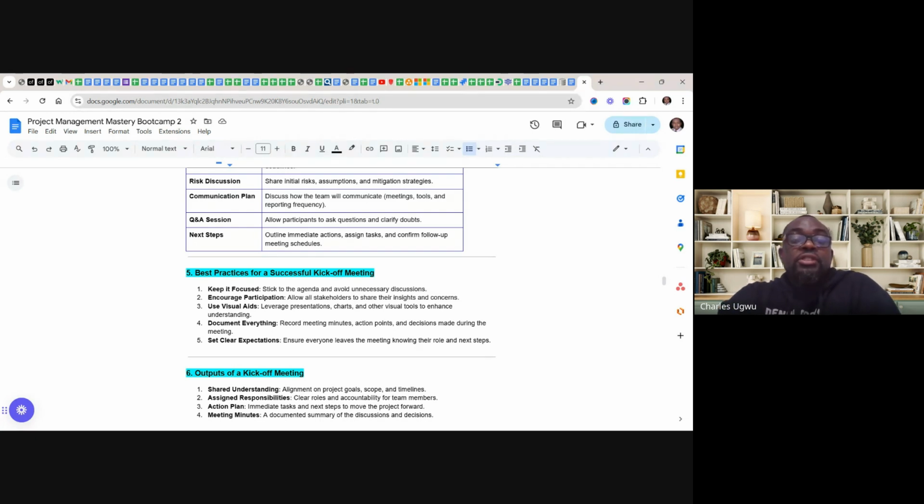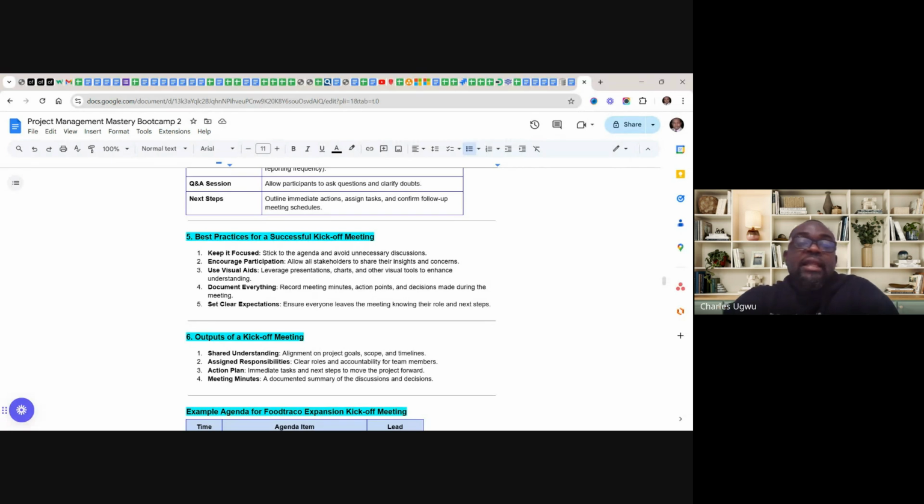So encourage participation. Allow all stakeholders to share their insights and concerns. Use visual aids. Leverage presentations, charts, and other visual tools to enhance understanding. Document everything. Record meeting minutes, action points, and decisions made during the meetings. And set clear expectations. Ensure everyone leaves the meeting knowing their roles and the next steps.